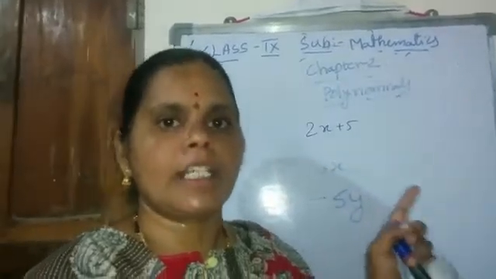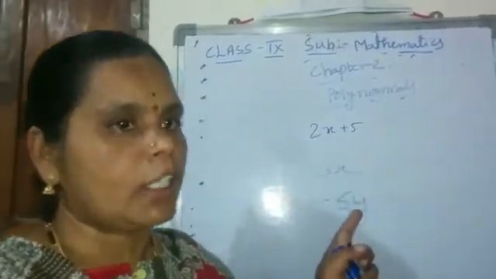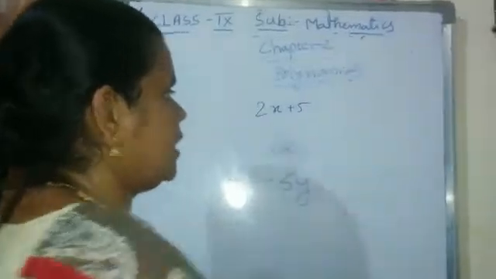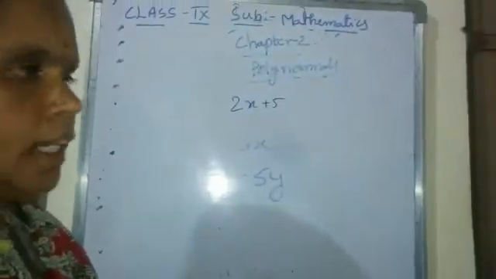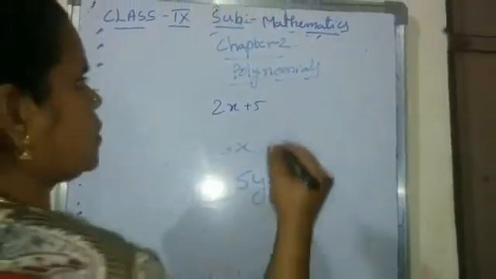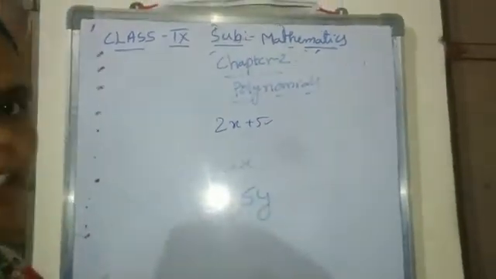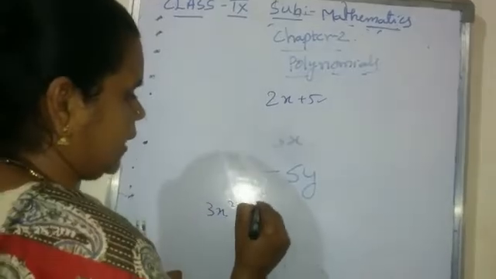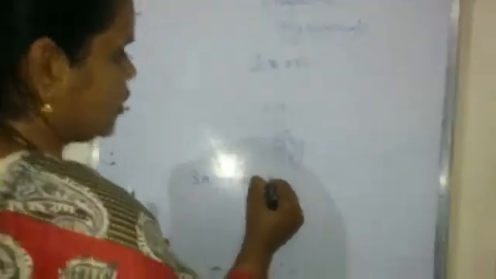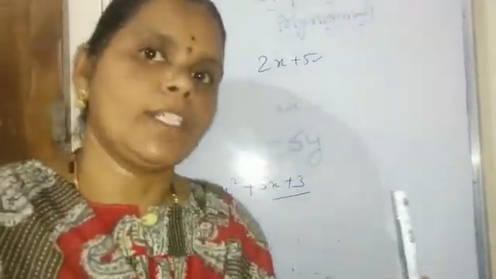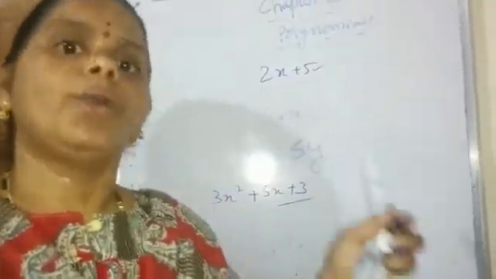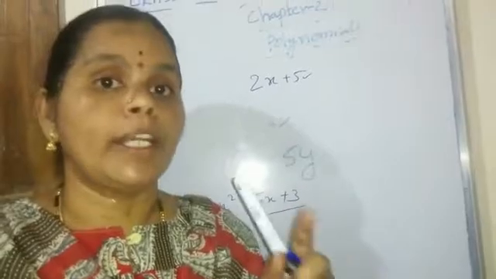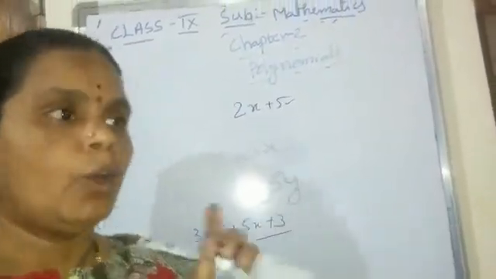Monomial means an expression containing only one term is called a monomial. The example is like this. Next, binomial. An algebraic expression containing two terms is like this. Next, trinomial means an algebraic expression containing three terms. So this is a trinomial. Polynomial means an algebraic expression containing more than one term, but the exponent of the variable should be a whole number.